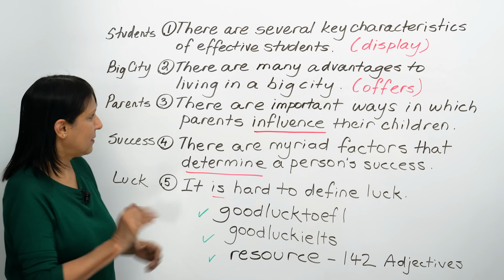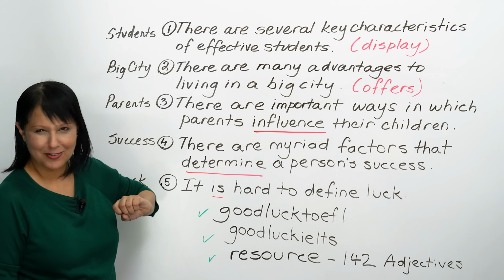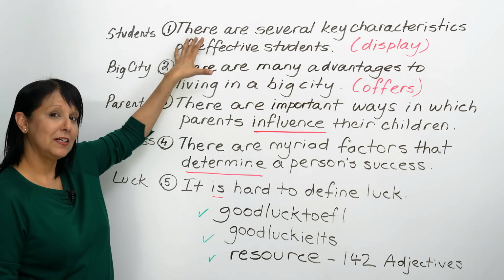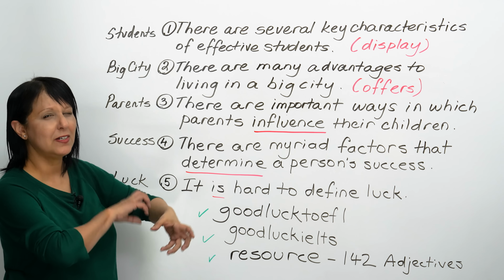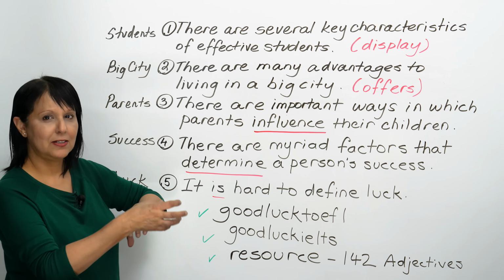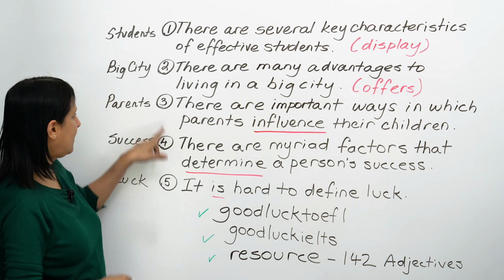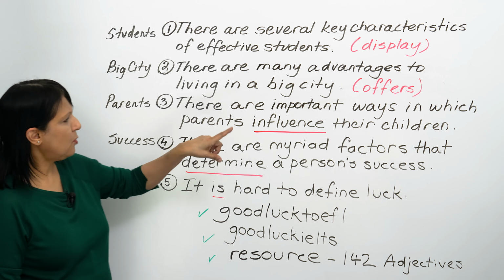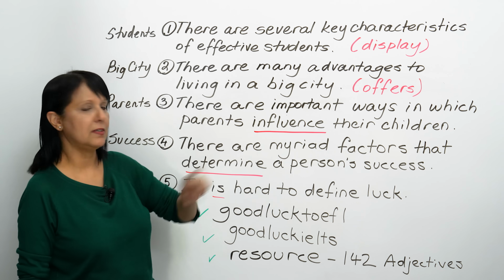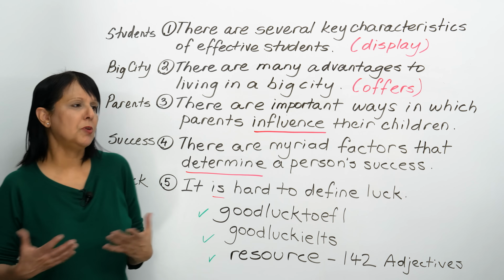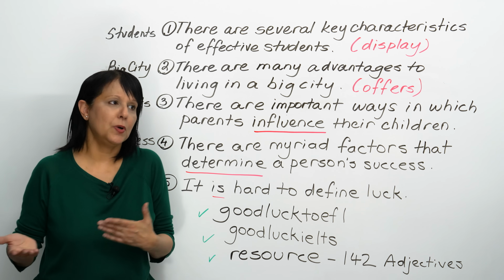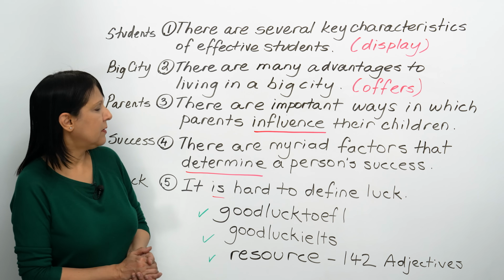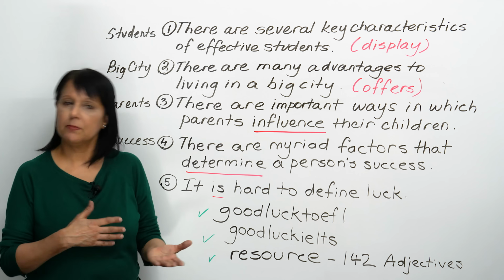Okay, so let's go on now from there. There are so many different ways you can improve, but now we're focusing on how to get away from this way of writing with there is, there are, it is, it was, and so on. Okay, number 3, a question about parents. There are important ways in which parents influence their children. So the question was probably something like, how do parents influence their children? Or how do parents impact the lives of their children or something like that.